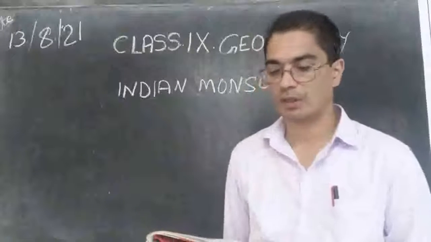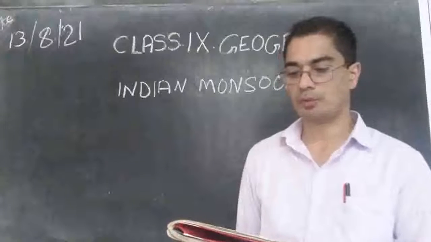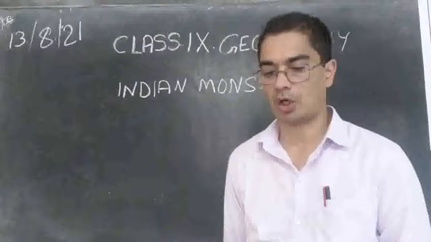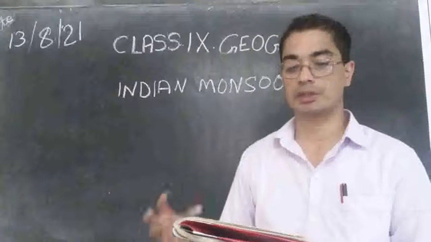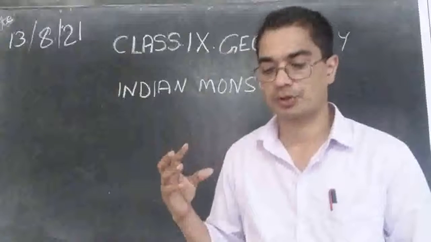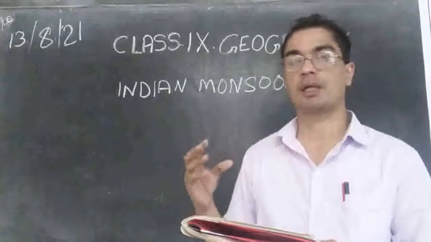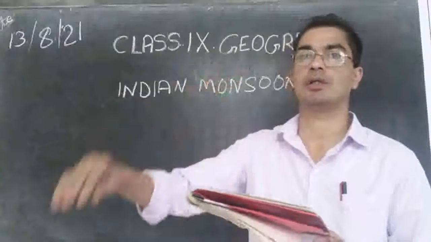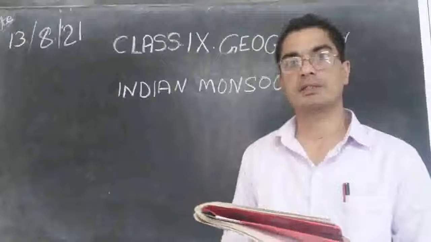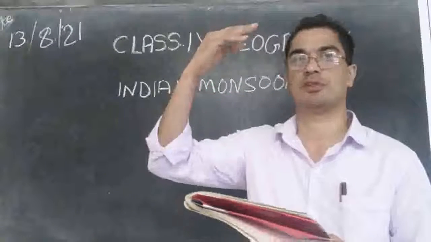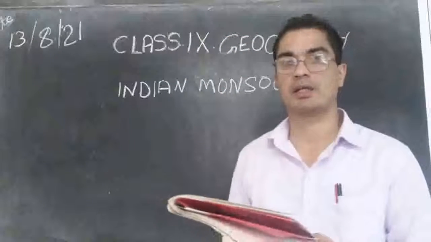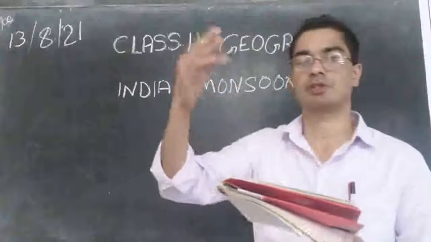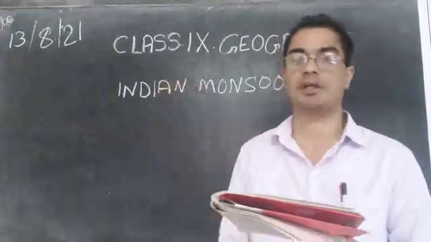Normally it is supposed to be positioned about 5 degrees north of the equator. The Intertropical Convergence Zone is just 5 degrees above the equator. But sometimes it goes higher and reaches over the Ganga plains, the northern plains in India. So it is changing now and then.